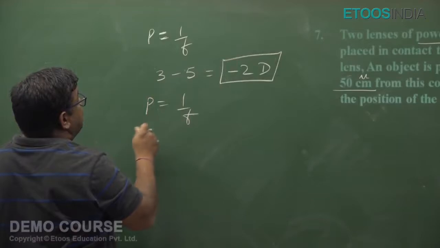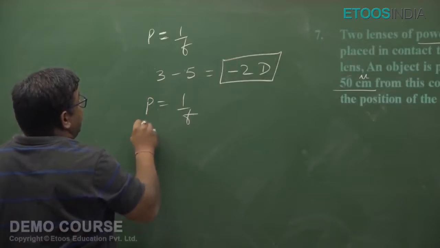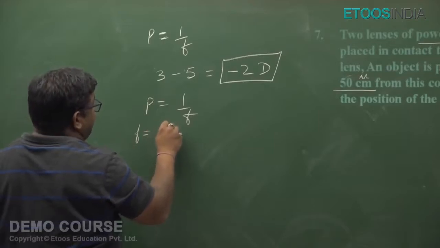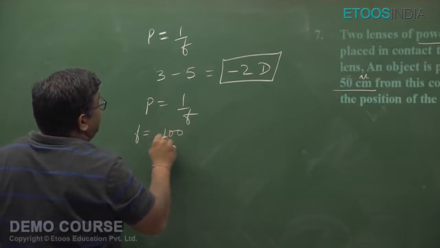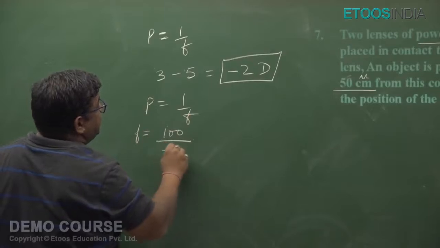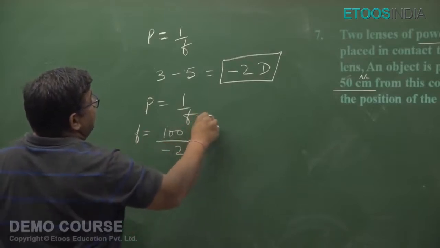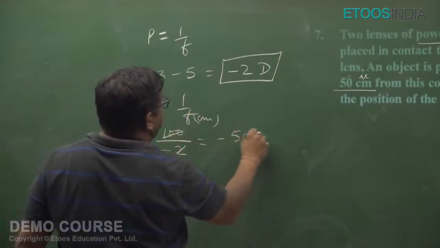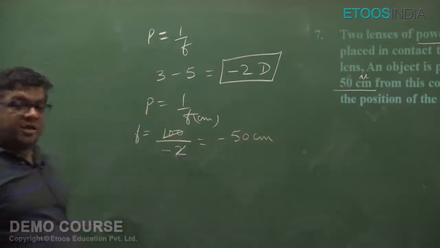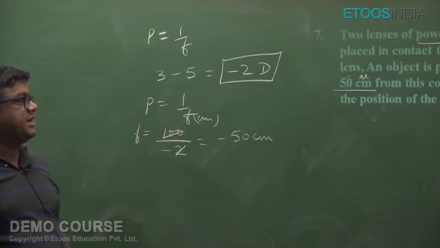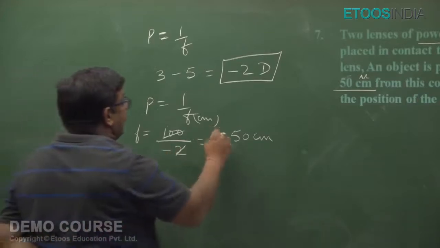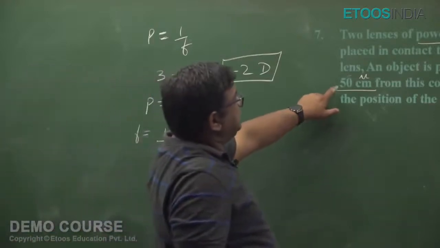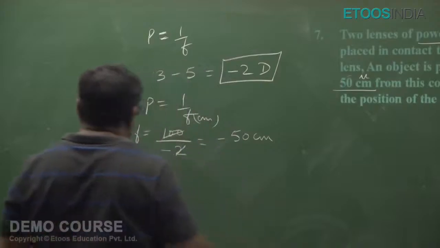I'll write it, minus 2 is equal to 100 upon f, and it is minus 2. The answer comes out to be minus 50 centimeter. Am I clear? It's minus 50 centimeter. Now I'll be using this focal length for further solutions. We know that the object is placed at 50 centimeter again. So I'll write it here.